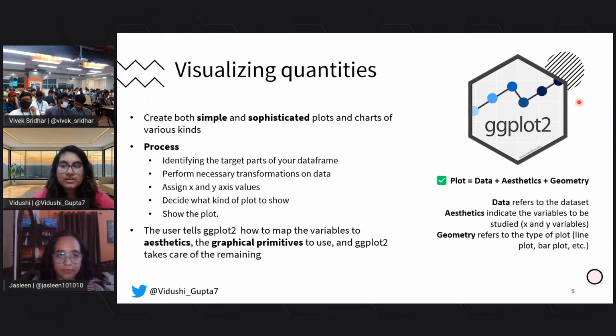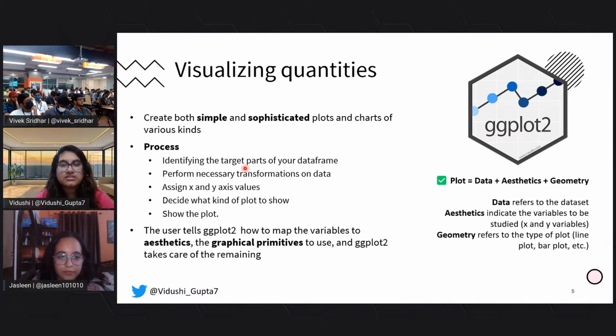Here we're going to be using the ggplot2 library, which is very famous for any kind of visualization. It's because it helps to create simple and sophisticated plots very easily, and of virtually all kinds. The process of making a plot in ggplot2 is to first identify the target parts of your data frame. So which columns are you targeting specifically? It's not that you're going to be using the whole table to analyze; it's going to be just parts of the table that you're going to visualize.